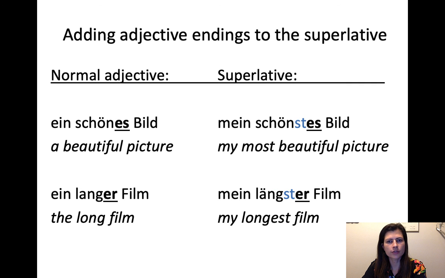And then we can do some indefinite articles. Ein schönes Bild, a beautiful picture. And then mein schönstes Bild, we can do the same thing with the possessives. My most beautiful picture, mein schönstes Bild. Or the long film, ein langer Film. And then to show that you can do the possessives, they take all the same endings as the indefinite articles. They work like indefinite articles. So, mein längster Film, my longest film.